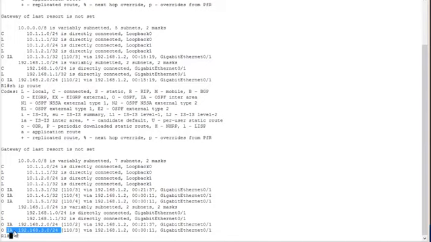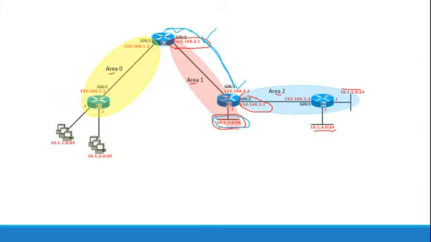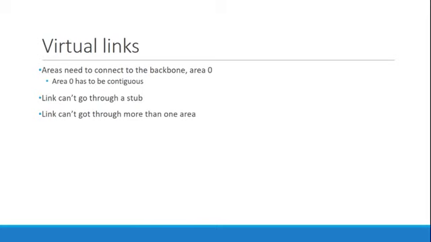Literally, that was it. The biggest thing is to remember our rules. The rule is first that we always have to connect back to the backbone. The backbone has to be contiguous. If for some reason we can't connect back to the backbone or the backbone is discontiguous, then we can configure a virtual link. We can configure multiple virtual links, but each virtual link can only go through one area. So if you have to go through more than one area, you'll configure more than one virtual link, and your virtual link can't go through a stub. And that is it.